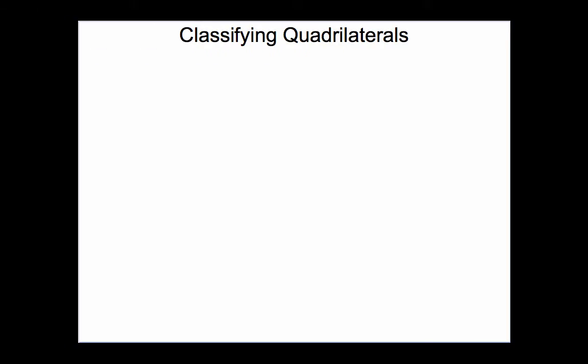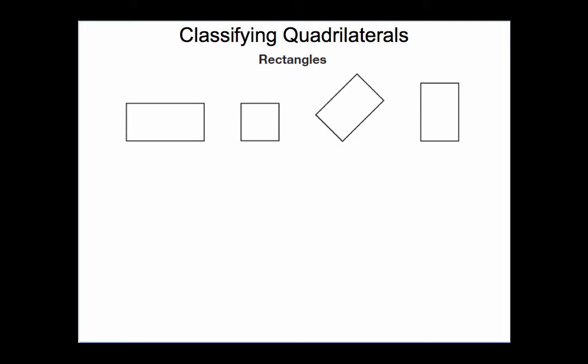Under our parallelograms, we have a couple other groups. We have the rectangles. Notice that the rectangles have 2 pairs of parallel sides, which is the definition of a parallelogram, but they also have 4 congruent angles. So they are a parallelogram and they have 4 congruent angles, which means their angles all have the same measure. In these pictures, they all have right angles.